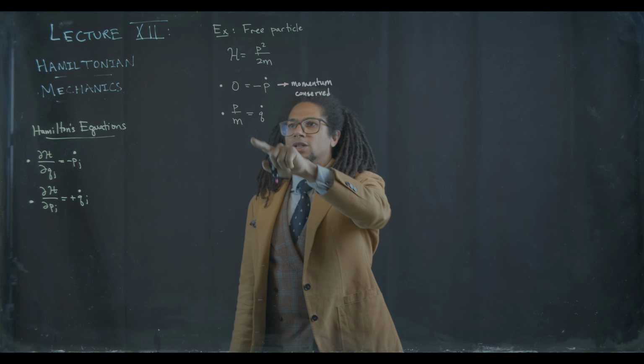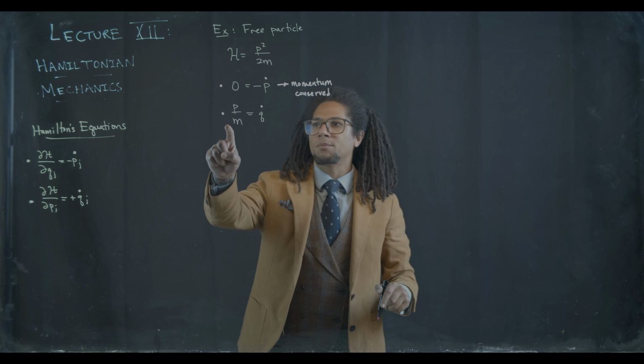This second equation tells us that p over m, in other words, v, is equal to the derivative of the position. So this tells us that we have constant increase in position. Good. All right, so that wasn't too bad. Now, how about another example?